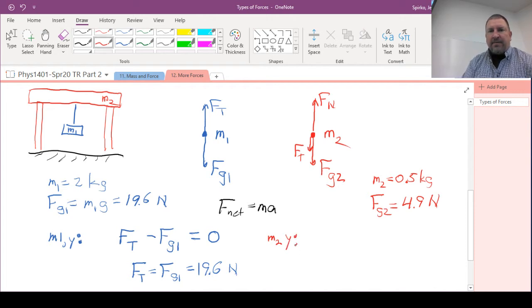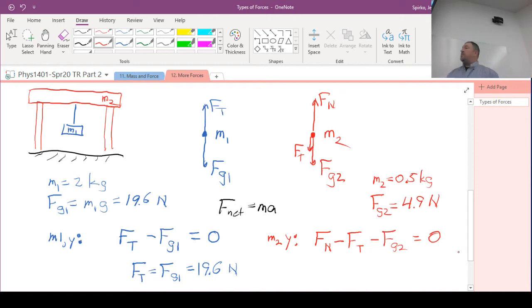in the y direction. And I think, okay, I need to add up all the forces in the y direction on M2. I have the normal force is up, minus the tension force is down, minus Fg2 is down. And then the table's not moving, so its acceleration is also 0.